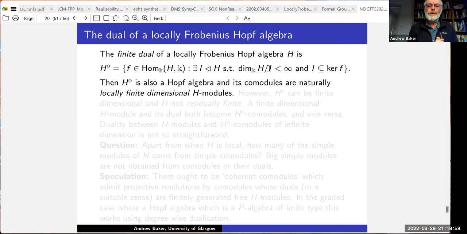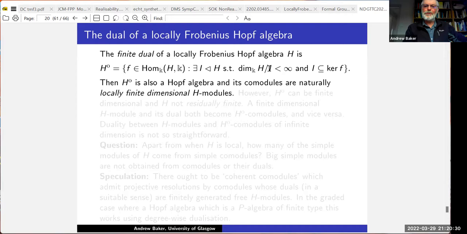Its comodules, because a comodule over H° has an action of H. There's a standard way to get a module structure of H on it. The comodules turn out to support the structure of a locally finite dimensional H-module, right? So the comodules you get naturally are modules, but of a very restricted type.